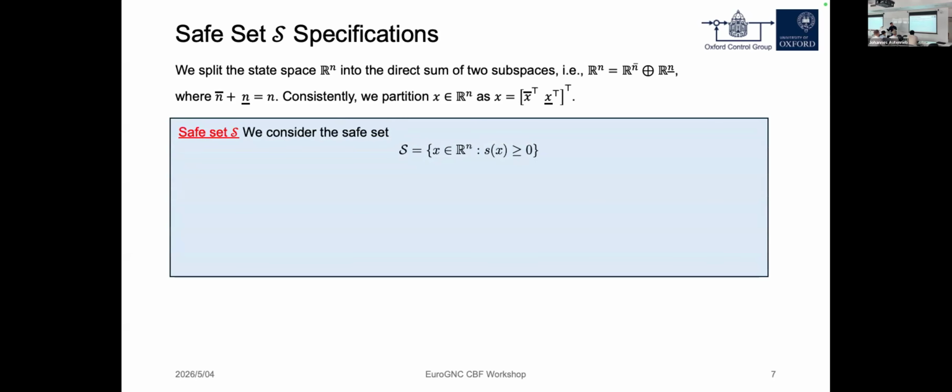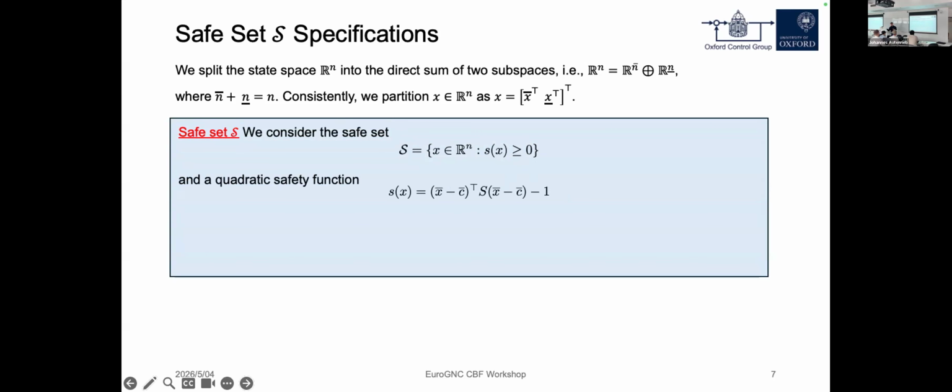So, we consider the safe set, the zero super level set of this S of X. We consider the simplest case, where the safety function is a quadratic function over part of the state, X overline. Go back to the acceleration car case. This X overline will mean the position of the car, and the velocity, which is X underline, will not appear in the safety function. It's very natural. And we have the center, which is this C overline over here.